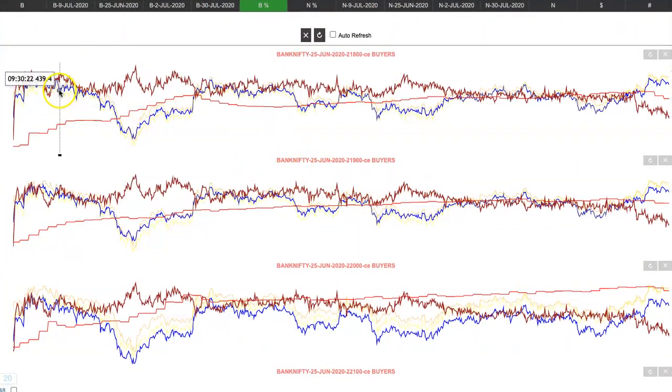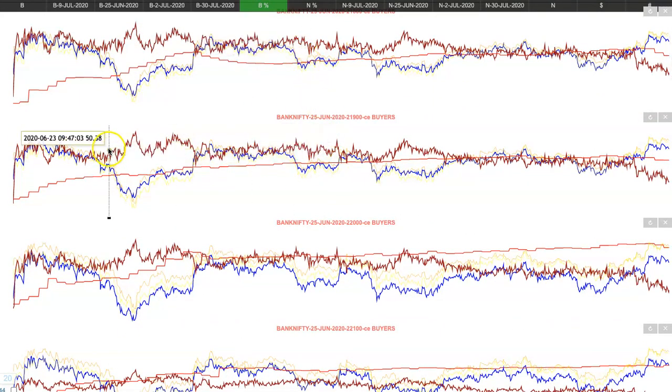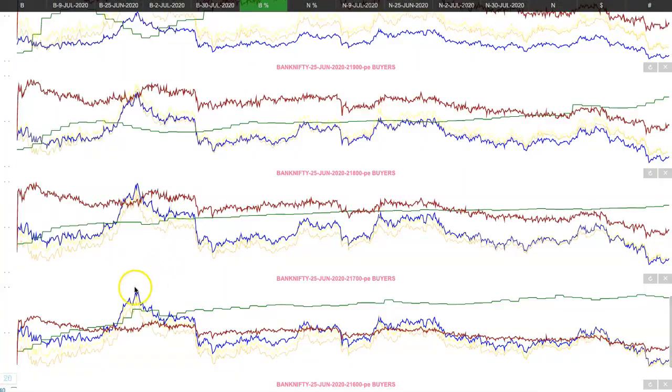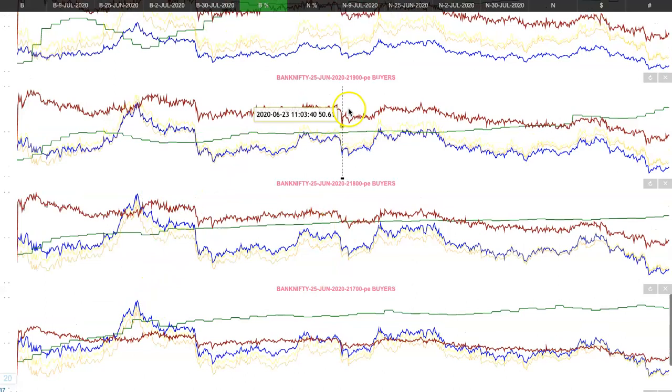You can see that the IV always has a similar pattern for all the call options. Here there is a spike, so there is a spike in all the call options. The put options also have a similar IV pattern. You can see 21,900 PE, 21,800 PE, all have a similar IV pattern. There is an IV crash here, so in all the put options there is an IV crash.